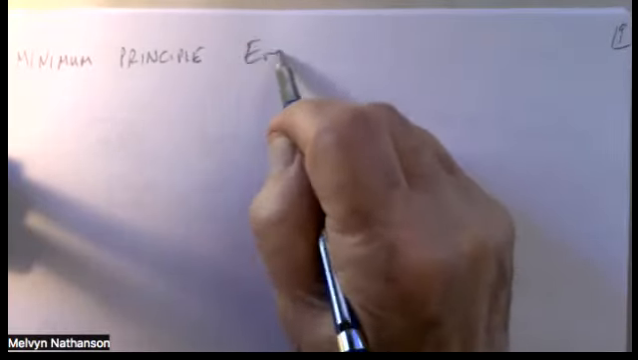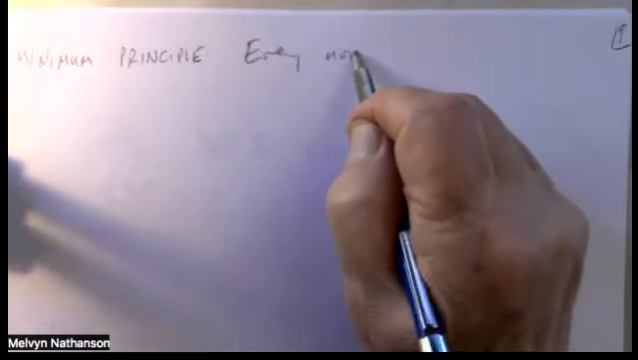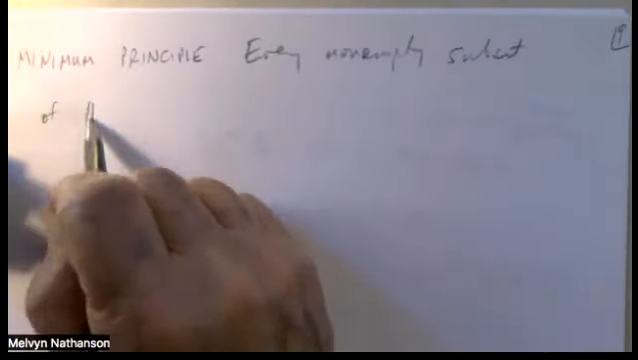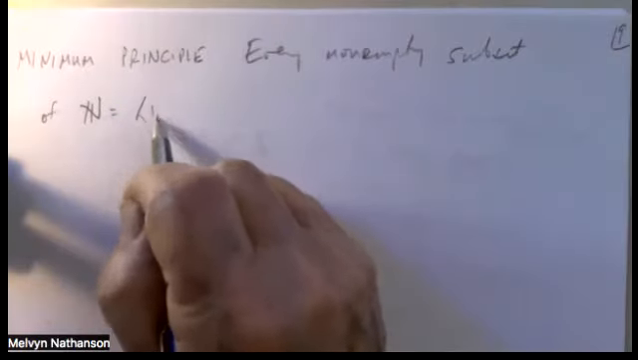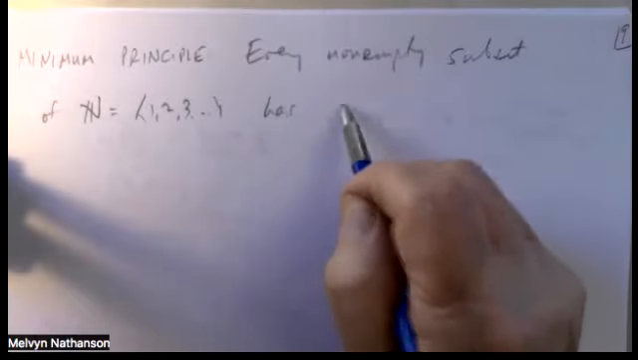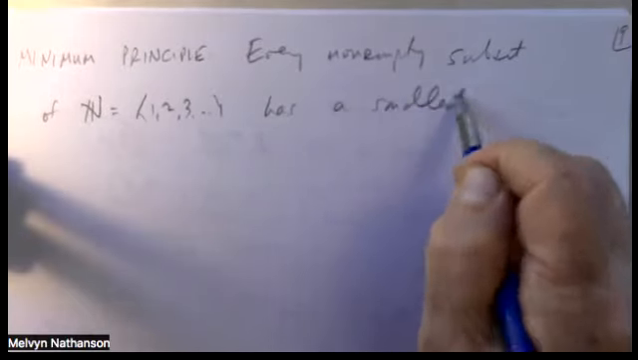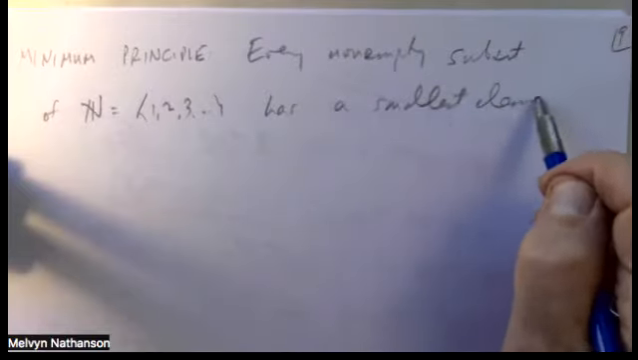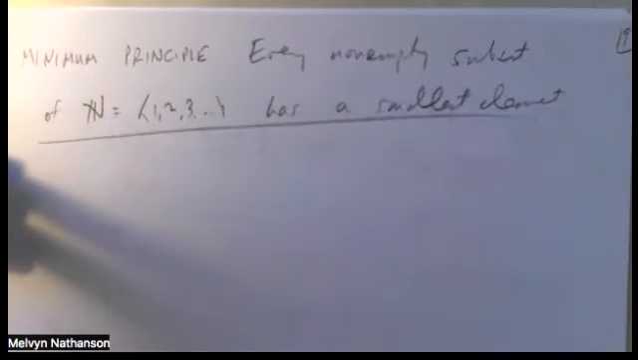Which says that every non-empty subset of N, and remember, N is the positive integers, has a smallest element, contains the smallest element. So if you have any set of positive integers that's not empty, then it contains an element which is the smallest element in the set.